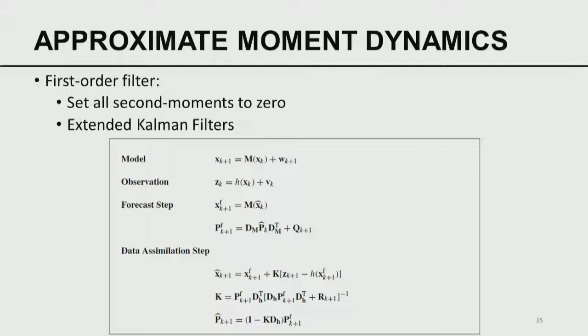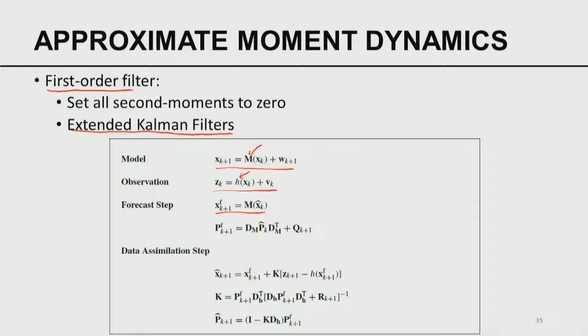If you set all the second order moments to 0, you get what's called the first order filter. The first order filter in the literature is called the extended Kalman filter. Extended Kalman filters, which many of you may have heard of, what is the extended Kalman filter? Once the Kalman filter was announced in 1960-61, very soon they were interested in extending it to nonlinear cases. They met with lots of difficulties, so they started approximating. The first approximation that was developed within the context of space travel was essentially the extended Kalman filter. The extended Kalman filter in our notation is essentially a first order filter. The first order filter is obtained from the second order filter simply by setting the second moments to 0. So this is the model dynamics, this is the observation, both are nonlinear.